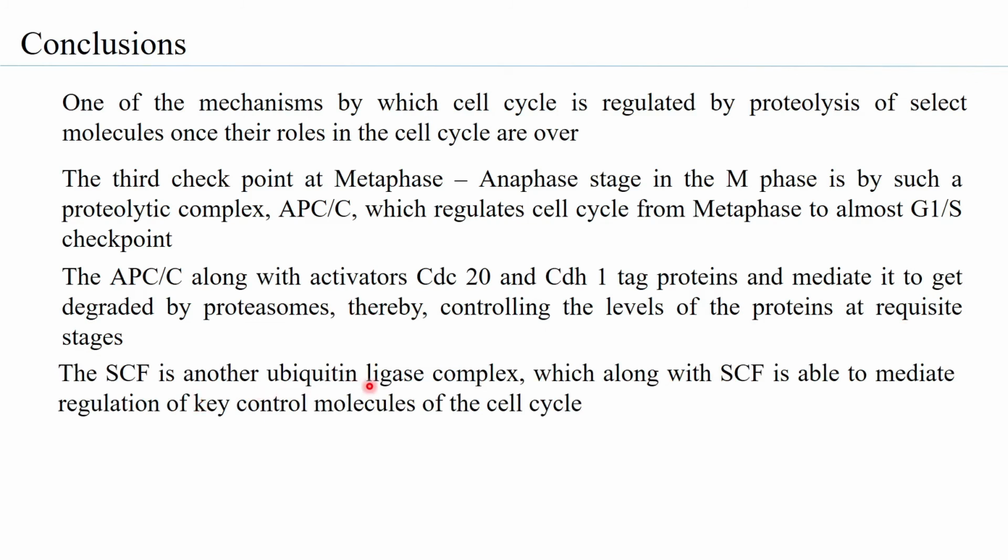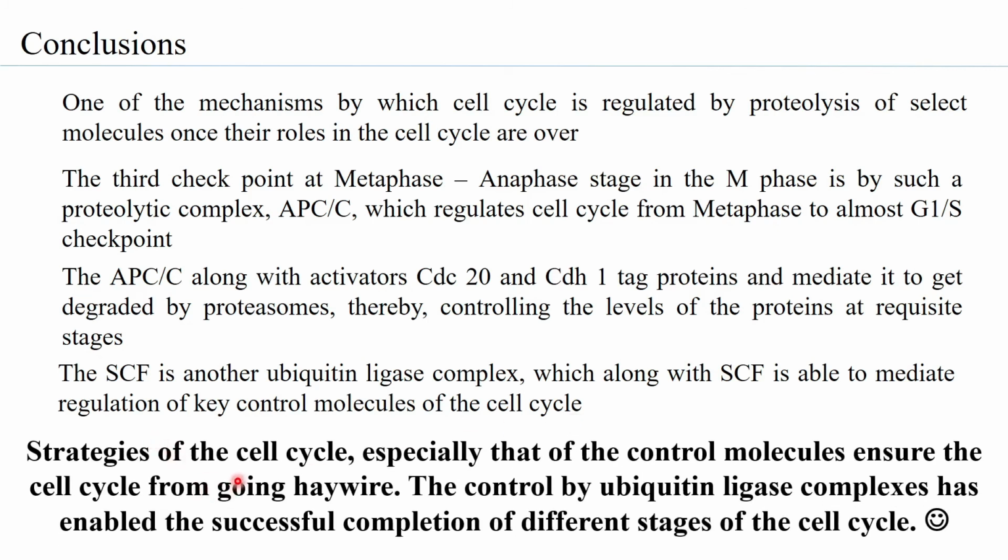The SCF is another such ubiquitin ligase complex, which is able to mediate regulation of key control molecules of the cell cycle. So strategies of the cell cycle, especially that of the control molecules, keep the cell cycle from going haywire. The control by ubiquitin ligase complexes has enabled the successful completion of different stages of the cell cycle.